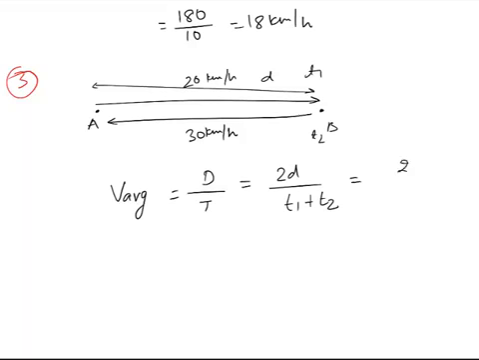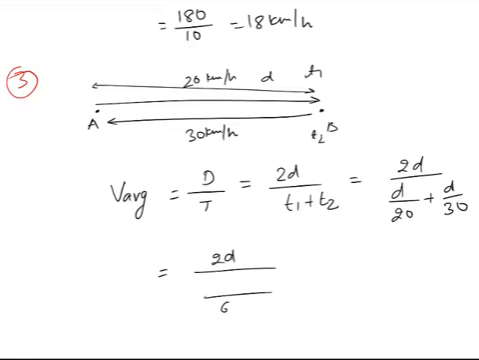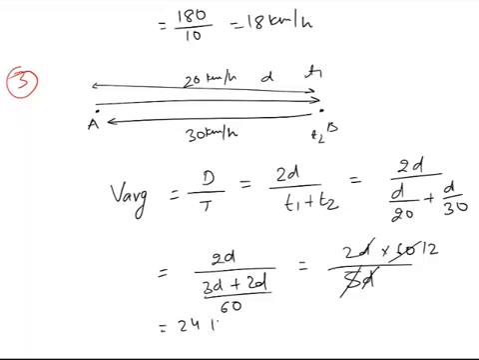Now what's T1? Again, like the last question, time equals distance over speed, so distance is D, speed is 20. Similarly T2 will be D over 30. If you take the LCM, then it comes out to be 60, and this will be 3D, this will be 2D, and this will be 2D into 60 over 5D. D gets cancelled, 5 cancels 60 by 12, and the answer turns out to be 24 km per hour.